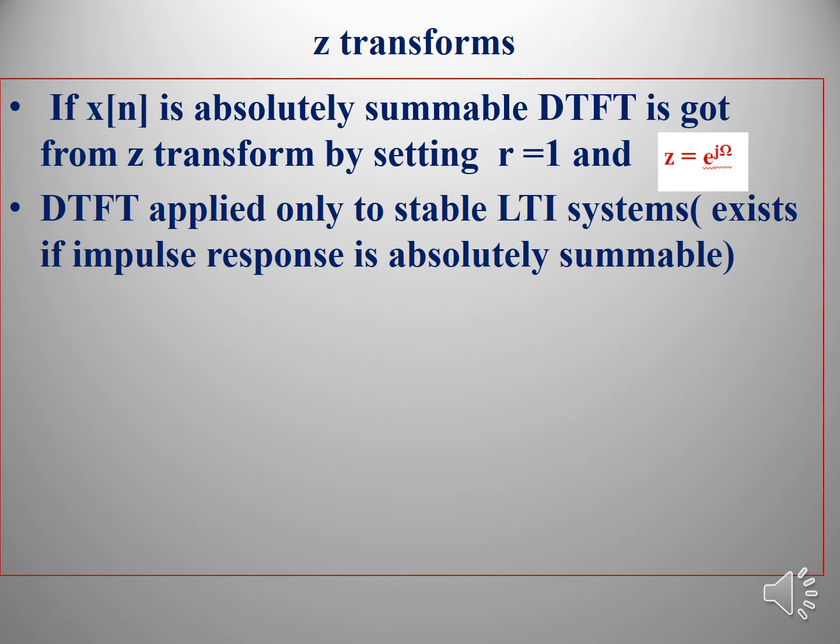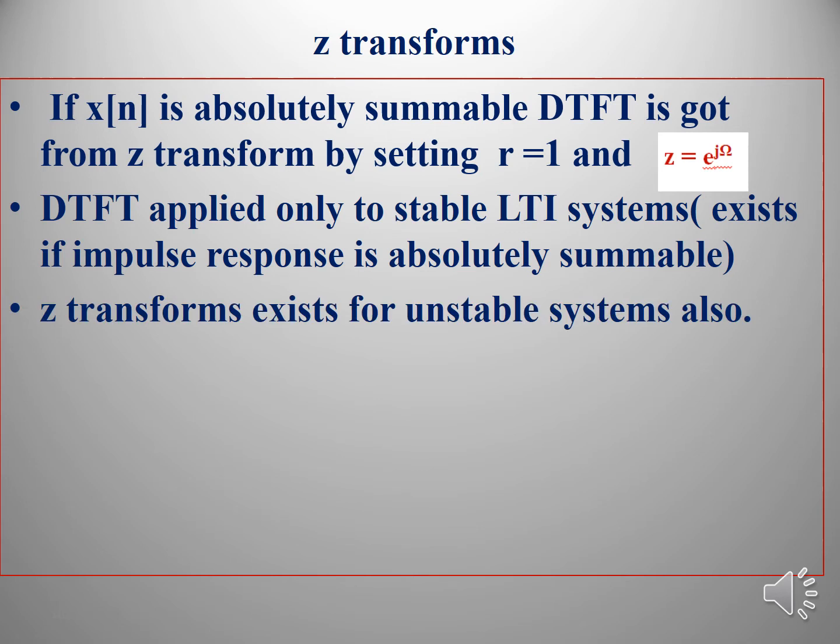DTFT is applicable only to stable LTI systems, and it means that it exists only if the impulse response is absolutely summable. The Z transform, on the other hand, exists for unstable systems also, which means it does not require the condition of x of n or the impulse response being absolutely summable.